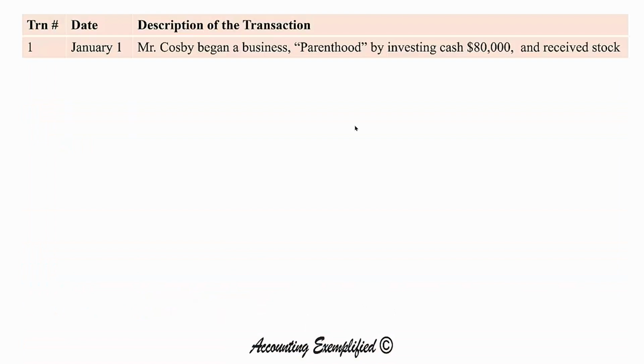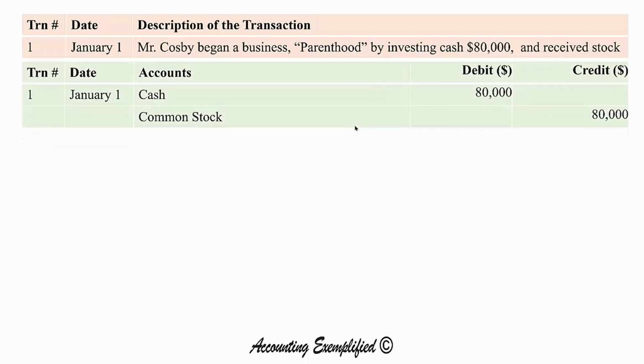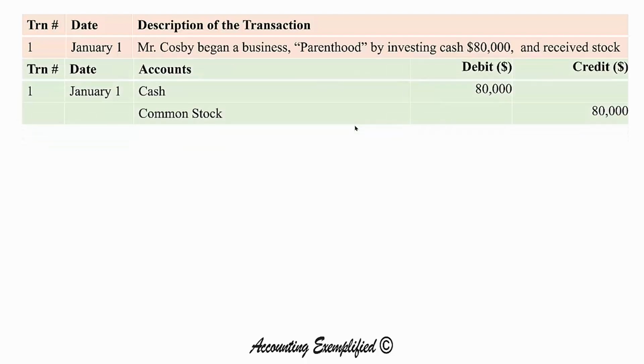First transaction happening on January 1st. Here, the owner, Mr. Cosby, is investing $80,000 cash in the company. So this is a direct investment by the owner. So for this, we will debit cash and credit common stock. So this is the debit column and this is the credit column. Cash is an account increasing. Common stock is an equity increasing. So we debit cash and we credit common stock.